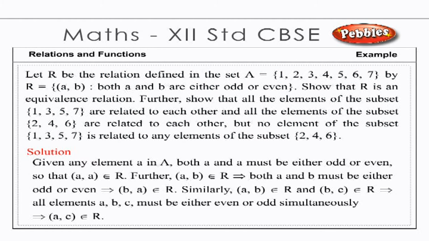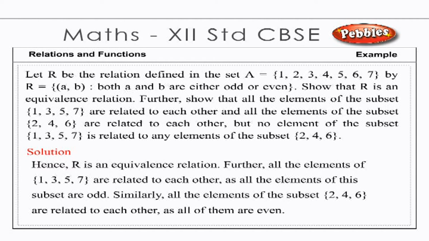Solution: given any element a in A, both a and a must be either odd or even, so that (a, a) belongs to R. Further, (a, b) belongs to R implies both a and b must be either odd or even, which implies (b, a) belongs to R. Similarly, (a, b) belongs to R and (b, c) belongs to R implies all elements a, b and c must be either even or odd simultaneously, which implies (a, c) belongs to R. Hence, R is an equivalence relation.